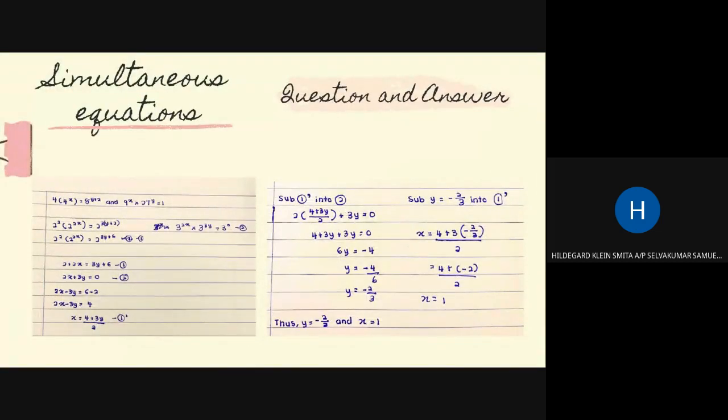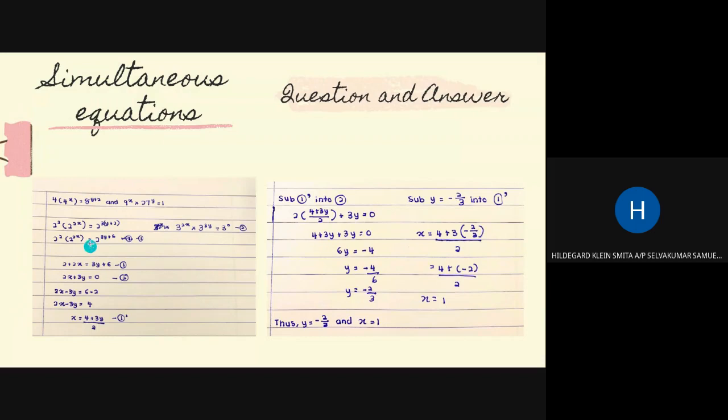Next, we will be moving on to simultaneous equations involving indices as well. We're going to apply the same type of method that we have used in the linear equation for the simultaneous equation. So let's have a look at this equation. 4 multiplied by 4 to the power of x equals 8 multiplied by 8 to the power of y plus 2, and 9 to the power of x multiplied by 27 to the power of y equals 1. First of all, we need to make the base the same.